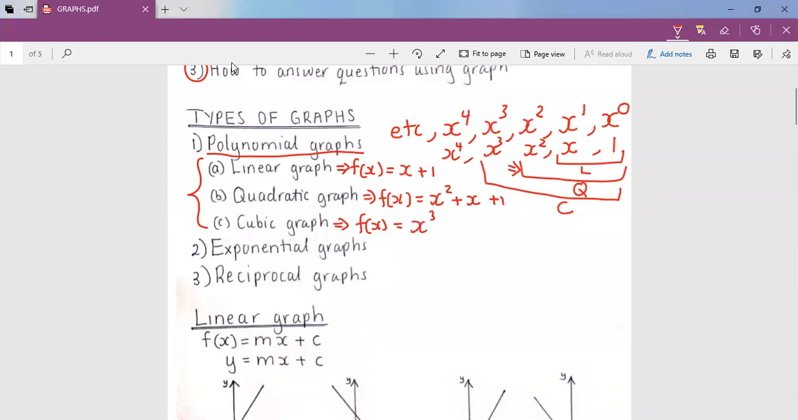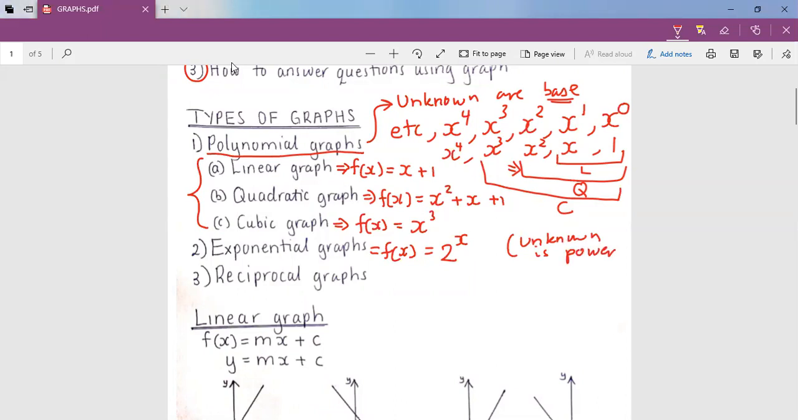Then four, we shall look at the exponential graph, where the unknown is a power. Remember for polynomial graphs, all the unknowns are the base. Now, when you come to exponential, the unknown is a power. We shall look at that.